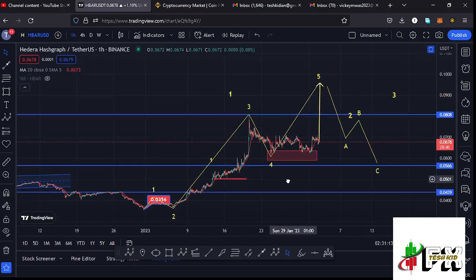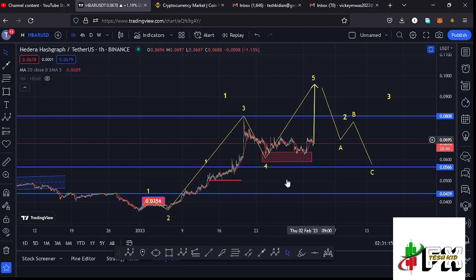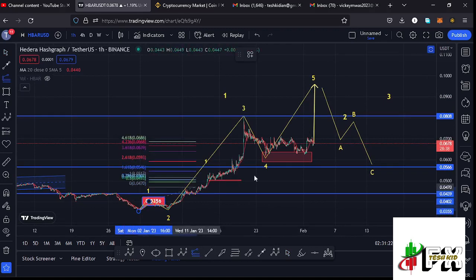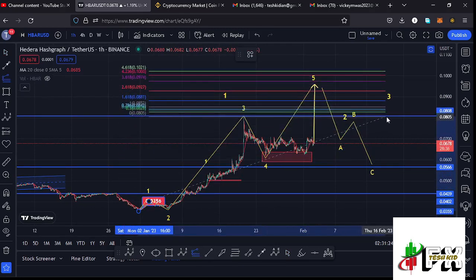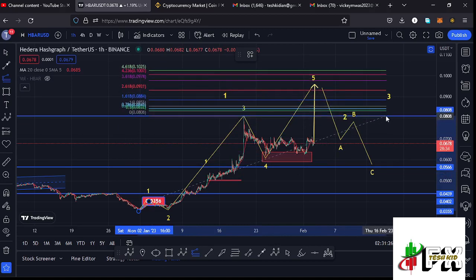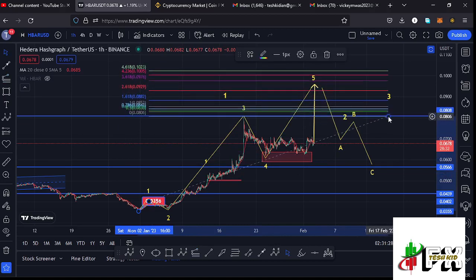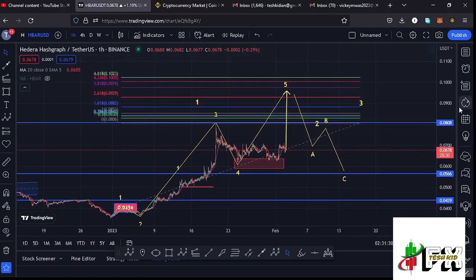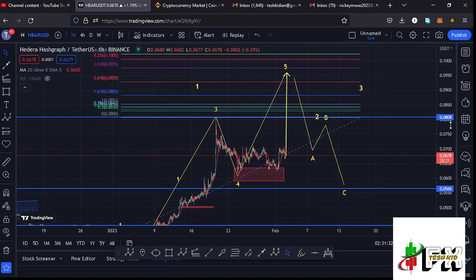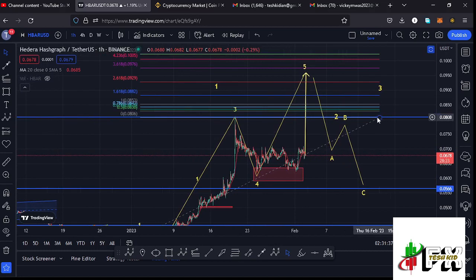Sketching out a minimum target area in the formation of that wave 5 using the trend-based Fibonacci, connecting it from the low of the first wave to the high of that wave 1, then dragging the fibs to the high of that wave 3. That gives me a minimum target area in the formation of that wave 5 at the Fib level 1.618, which perfectly lies at around the $0.0882 mark.